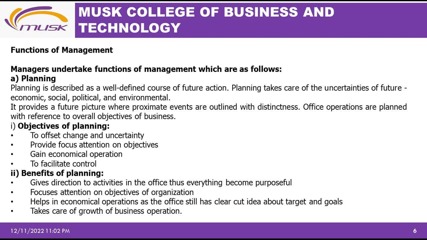So we have planning as one of the major functions. We actually say that all other functions of management are dependent on how we succeed as good planners. So the objectives of planning are to offset change and uncertainty, to provide focus and attention on objectives. The other one is to be able to gain economical operation. The other one is to facilitate control.